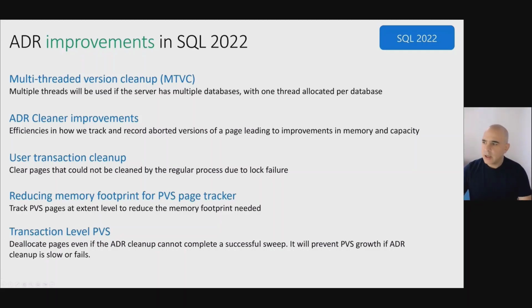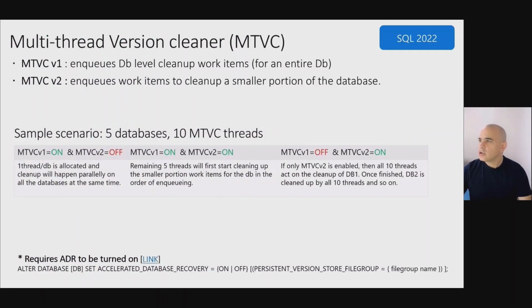And just to double click into the multi-threaded version cleanup improvement, there are two versions of this, V1 and V2. V1 enqueues database-level cleanup work items for the entire database, and V2 enqueues work items to clean up a smaller portion of the database.